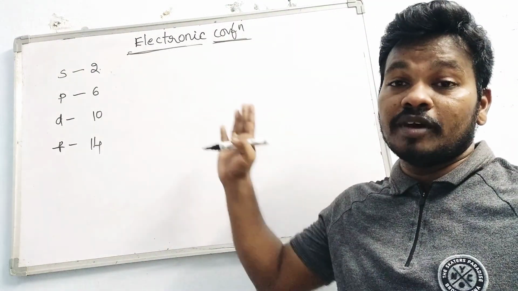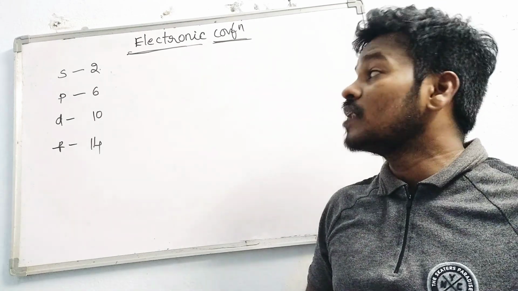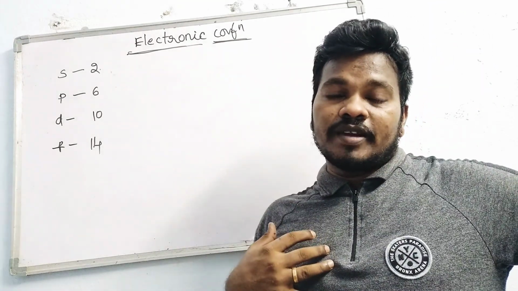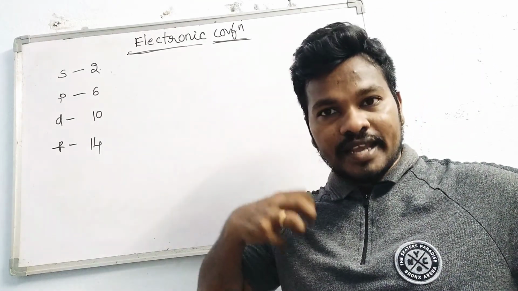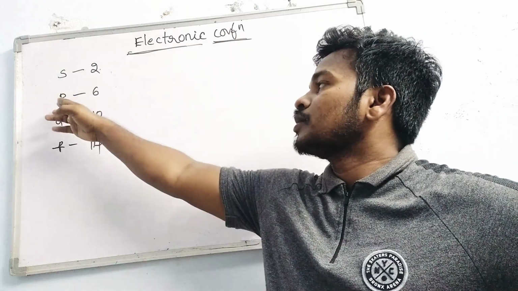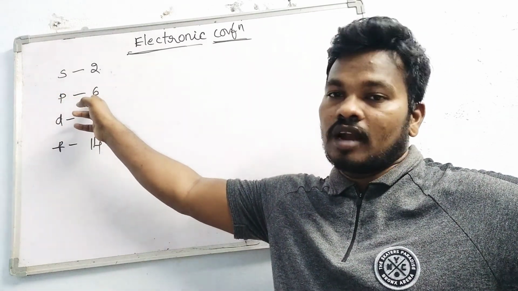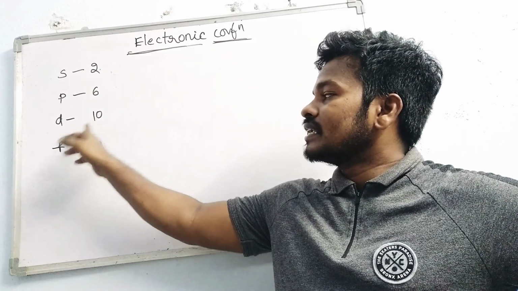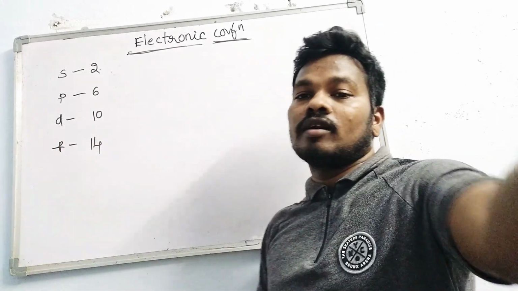You have to remember these numbers, how many electrons each orbital can accommodate at maximum. The s orbital can take 2 electrons. P orbital, how many electrons? It will take 6 electrons. D orbital, how many electrons? 10 electrons. F orbital, how many electrons? 14 electrons it will take.